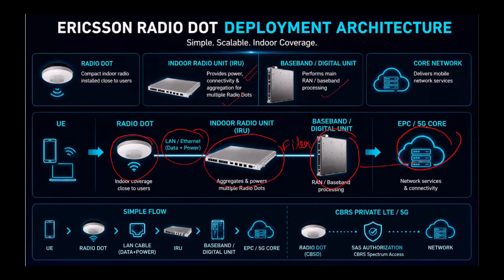So for CBRS private LTE or 5G, the Radio Dot is the indoor radio CBSD layer, while the network also requires SAS authorization for CBRS spectrum operation. The normal architecture is the same, but in the case of CBRS, we have to add SAS, ESC, and domain proxies as well, in addition to this normal structure of Radio Dot.